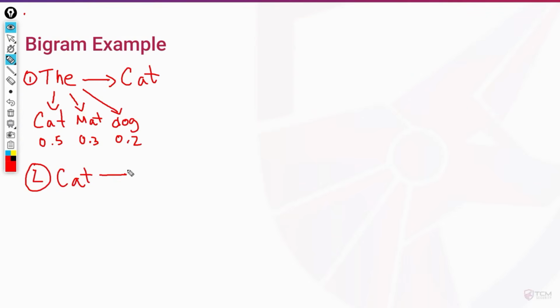Again, we want to predict the next word. Let's say we have something like ate, and maybe that's 0.4. And then we have sat at 0.3. And maybe ran, I'm just making up some words here that would make sense, and we'll say that's 0.32.